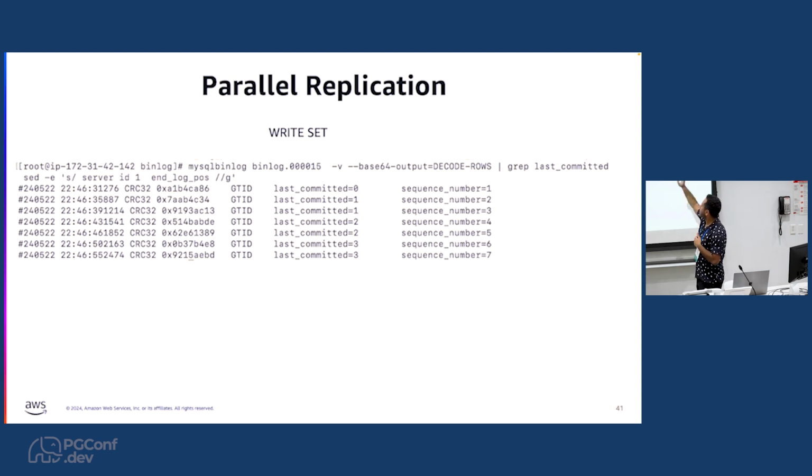So what this is showing is that transactions 2 and 3 have a dependency on 1. Transactions 4 and 5 have a dependency on 2. 6 has a dependency on 3. 7 has a dependency on 3. So this is all the information that MySQL encodes in the binary log, which is used on the replica to generate that commit graph for write set parallel apply.